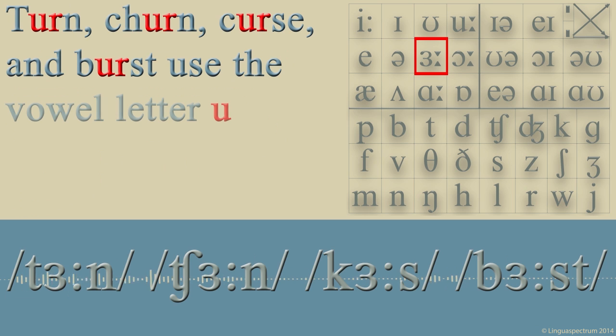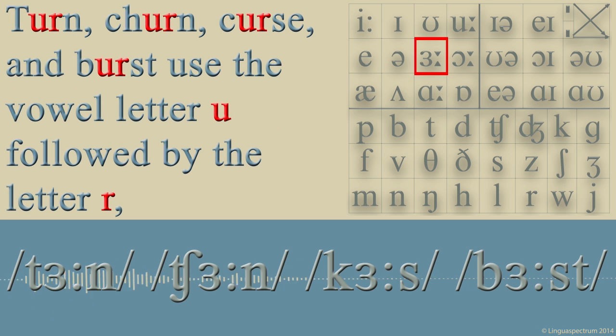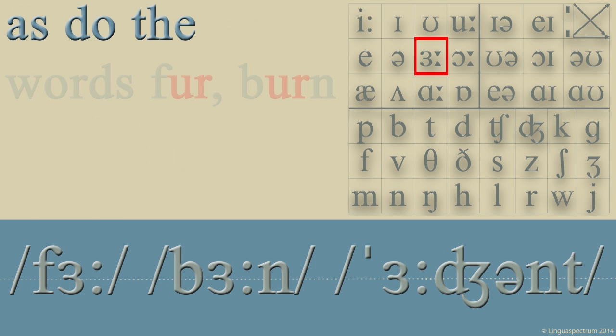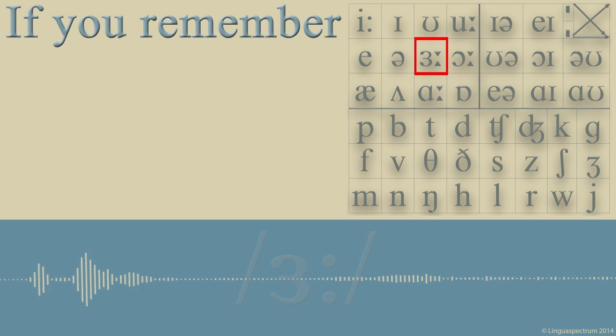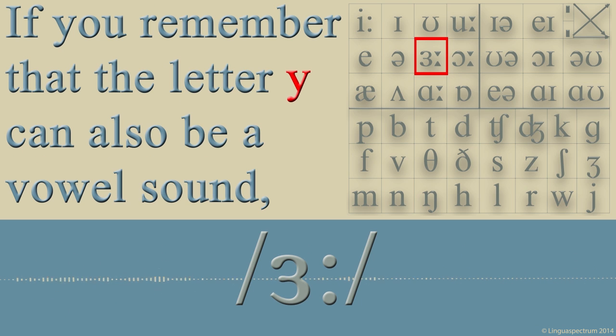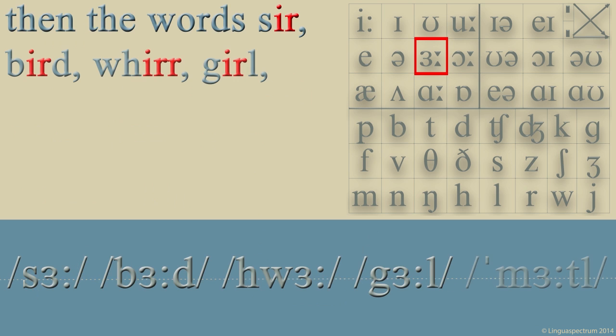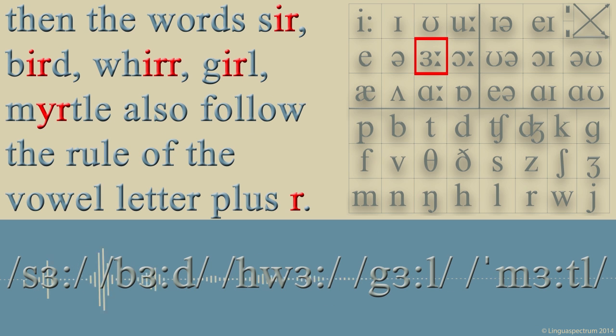Turn, churn, curse, and burst use the vowel letter U followed by the letter R, as do the words fur, burn, and urgent. If you remember that the letter Y can also be a vowel sound, then the words sir, bird, were, girl, myrtle also follow the rule of the vowel letter plus R.